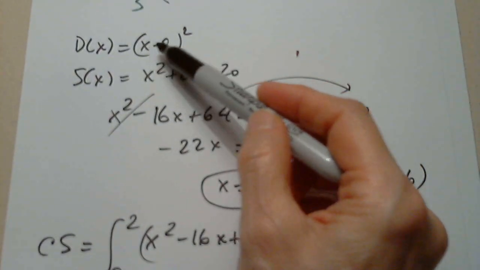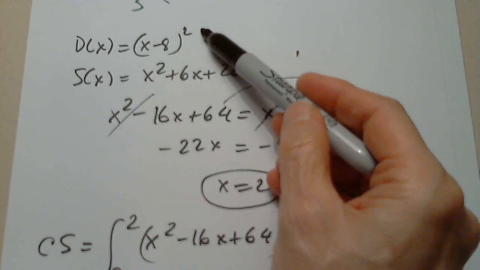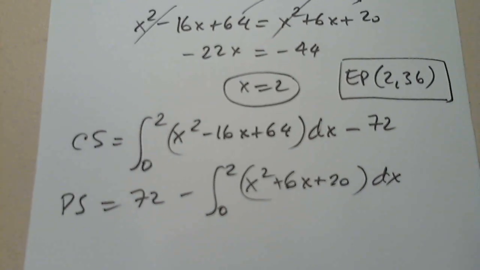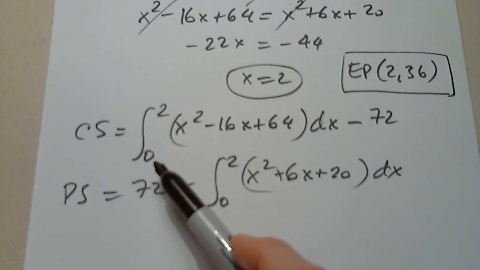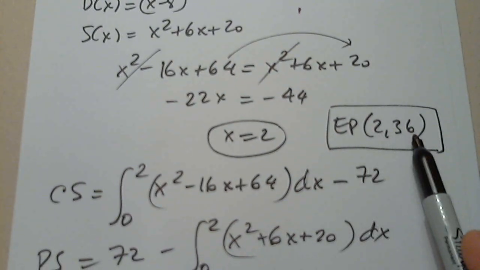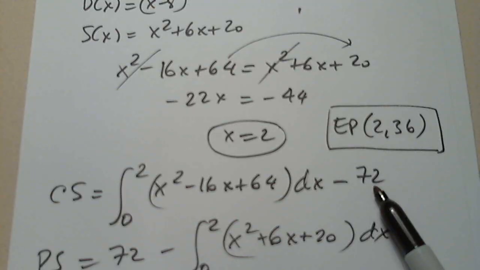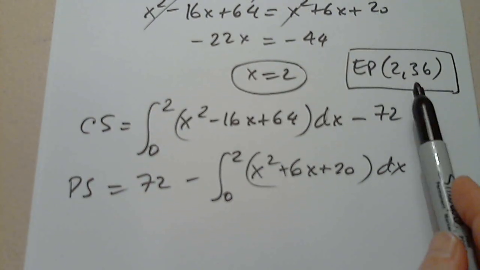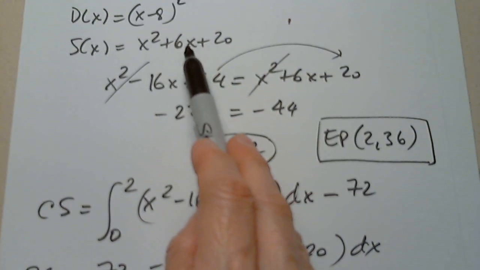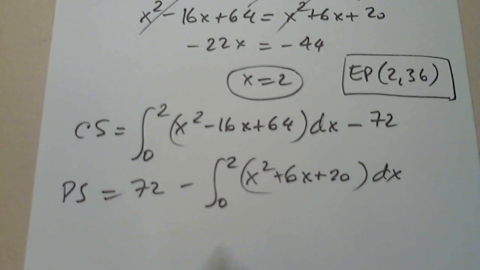I plug in 2 here. 2 minus 8 is negative 6. Negative 6 squared is 36. So this is the equilibrium point. So the consumer surplus is the integral from 0 to 2 of this function minus this product, 72. And the producer surplus is this product minus the integral from 0 to 2 of the other function. So when you plug this in the graphing calculator, maybe you didn't plug it in correctly, who knows?